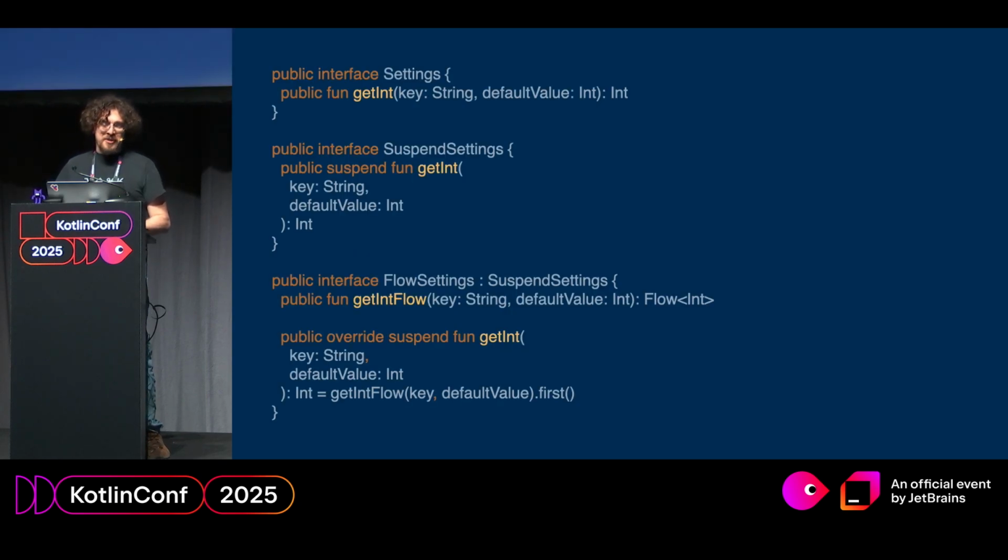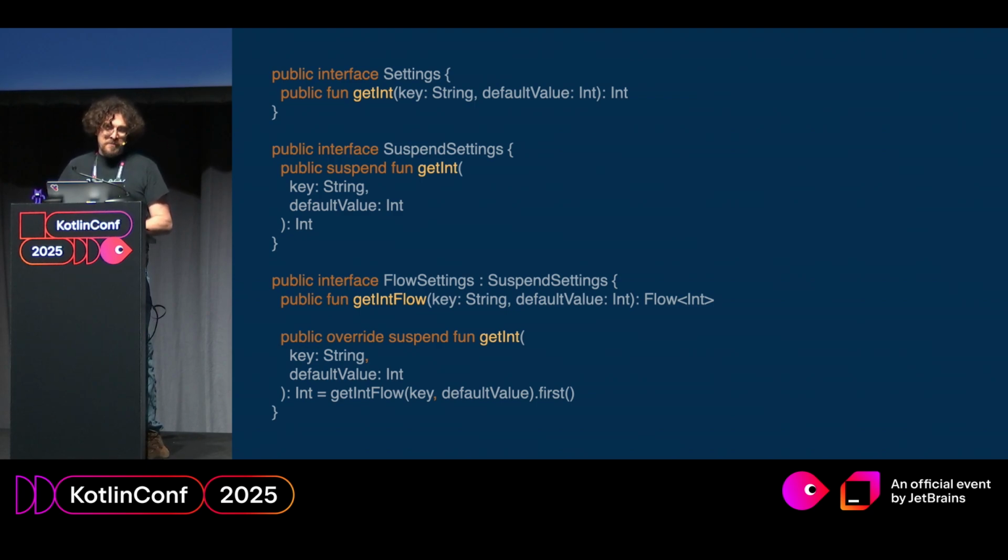And what I ended up doing was adding a couple more interfaces. So there's a suspend settings and a flow settings that just wrap the same API in suspend functions or in flows. This is a little bit kludgy, and I don't always love it, but it gives us the shared API that we need so that we can have DataStore on one platform and user defaults on the other and still write a shared interface around them.